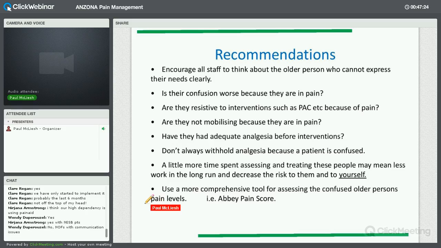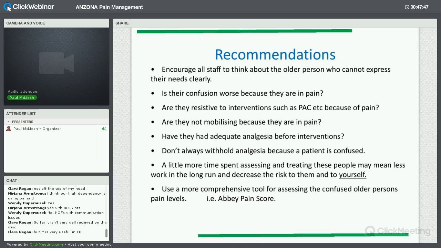Claire, have you been working with the Abbey Pain Scale long enough to make a comment on how well it works in your setting? Sorry, it's a bit hard when you've got to type. It's not receivable. Okay, in ED, that's interesting. I hadn't considered it there.